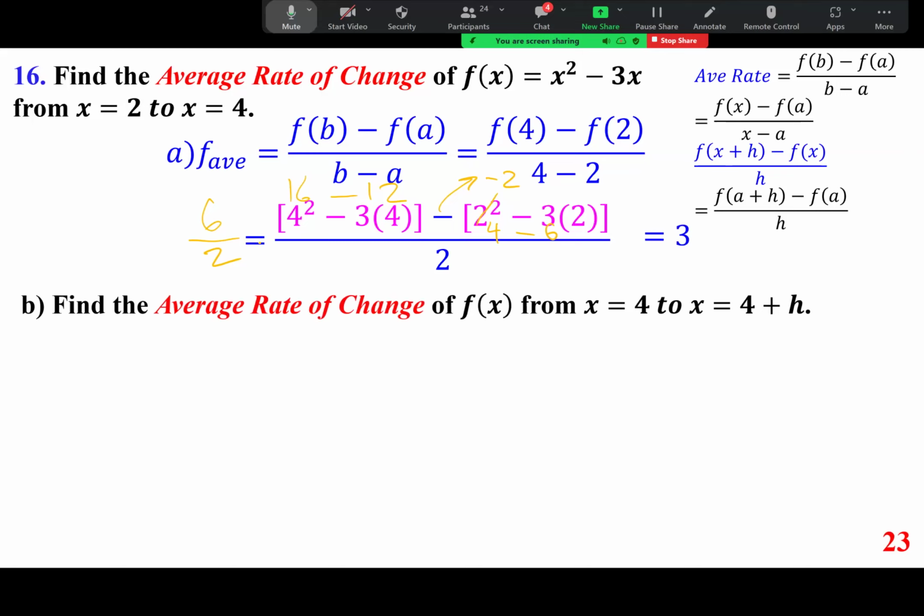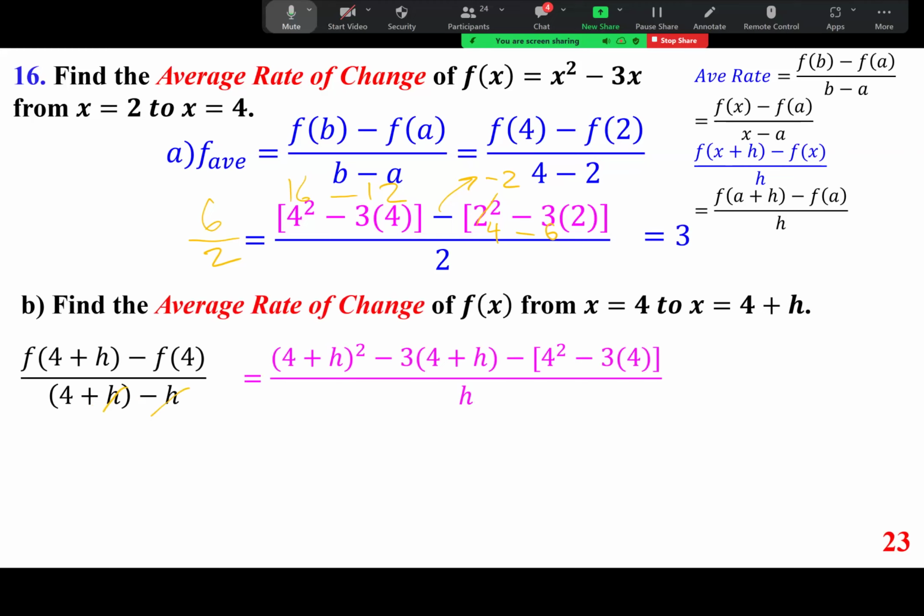Now from 4 to 4 plus h. We want f of 4 plus h minus f of 4 over 4 plus h minus 4. These two cancel each other, of course. And we're going to put 4 plus h, which we get 4 plus h squared minus 3 times 4 plus h. And then the 4, we've already done that. 16, this part, 4 squared minus 16 minus 12. This is 4 from here. You can use that, or just expand it in any event.